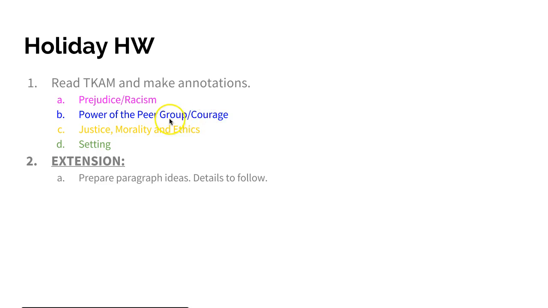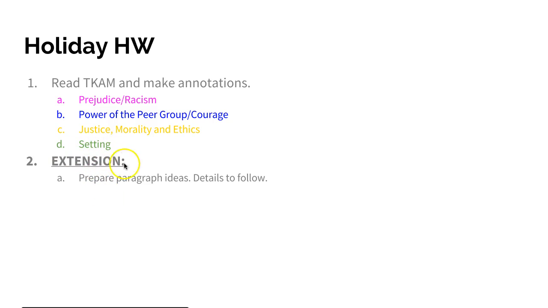There are individuals who are able to stand up to the peer group and show courage, whilst there are others that are unable to and are too weak to. Justice, morality, and ethics is about individual beliefs and morals that guide them in their decision making, whether they be good or bad. So justice, morality, and ethics in both the positive and negative. And setting, particularly the opening and then some other scenes throughout, you will just take a little quick note of.